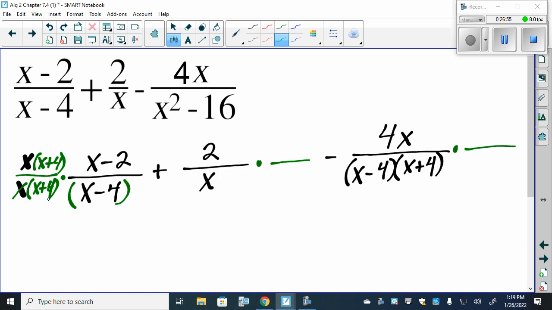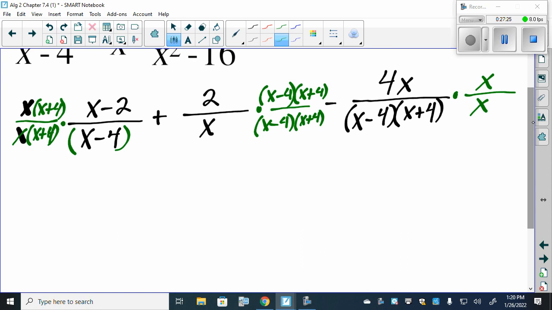So what does the x minus 4 have that the x doesn't? It doesn't have 4. And it would also need an x plus 4. Because we need all three of these denominators to be x times x minus 4 times x plus 4. We needed to have all three terms.